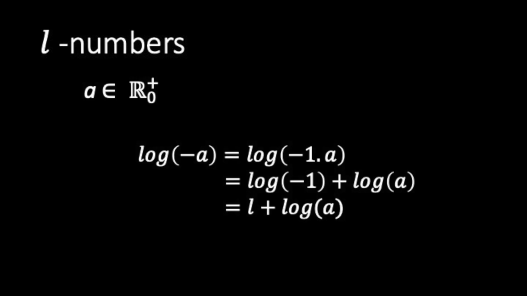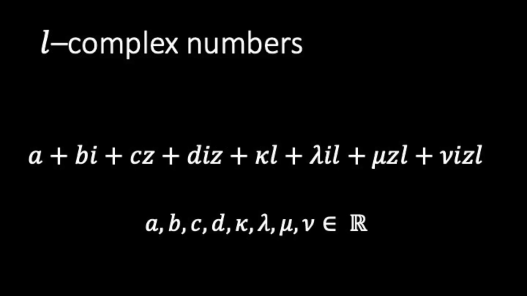First, for a positive real number a greater than 0, we have the logarithm of -a is the logarithm of -1 times a, which is the logarithm of -1 plus the logarithm of a. So that is L plus the logarithm of a. And secondly, when we combine the set of L numbers with the 4 sets already developed, we obtain numbers in 8-dimensional space that we call L numbers. I would gladly leave it to someone else to further develop this theory.